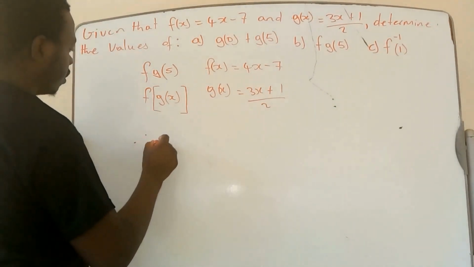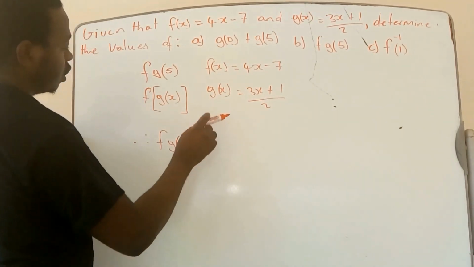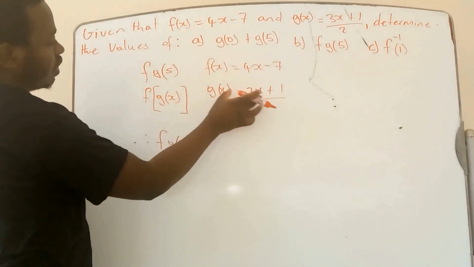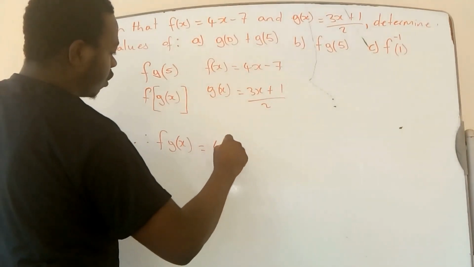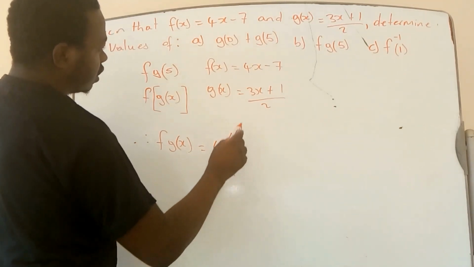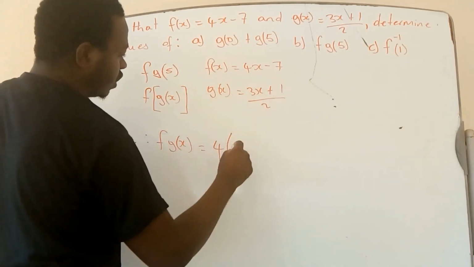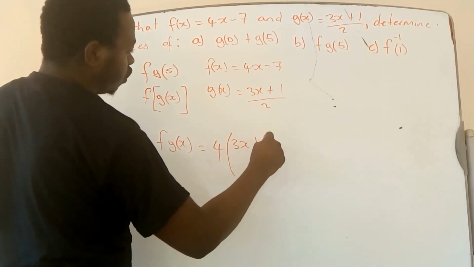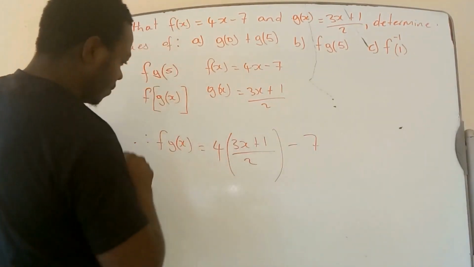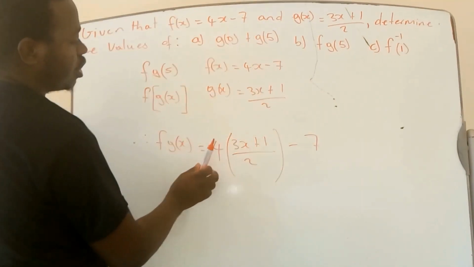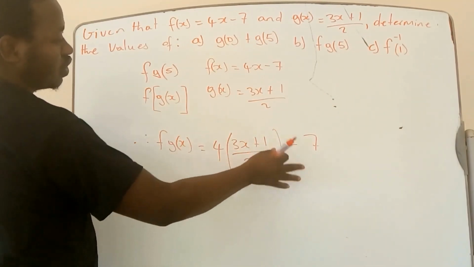So therefore, f of g of x is equal to, we know we're trying to put the function g of x, which is this function, into this. So what you're going to do, you're going to have your 4. Open a bracket. Instead of writing x, you replace it with g of x, which is all of this function. So it is going to be 4 times ((3x plus 1) all over 2), close bracket, minus 7. Right? Simplify this, or you could leave it as is, because f of x is just this.